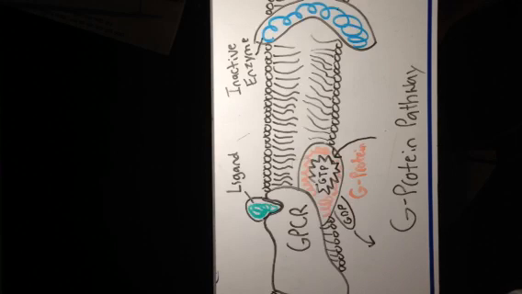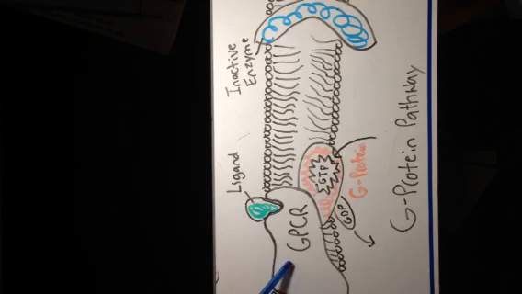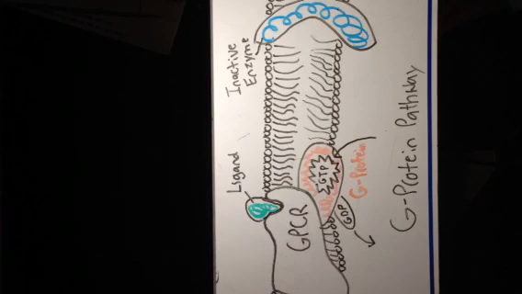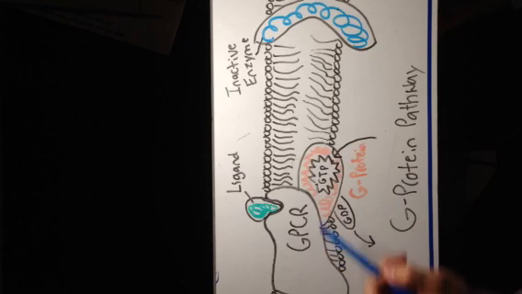This process is started when a signaling molecule or ligand attaches to a G protein coupled receptor, or GPCR. When the ligand attaches to the extracellular side, the receptor activates and therefore changes shape. The receptor's cytoplasmic side then binds to an inactive G protein and activates it as well.